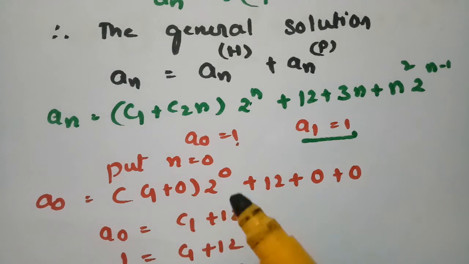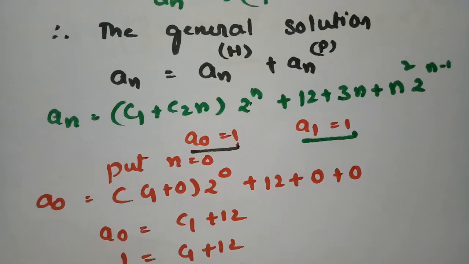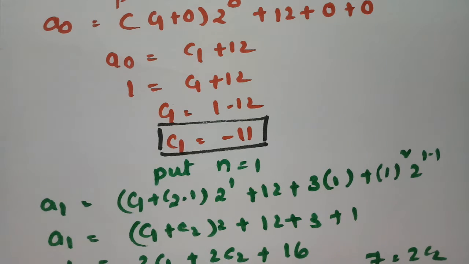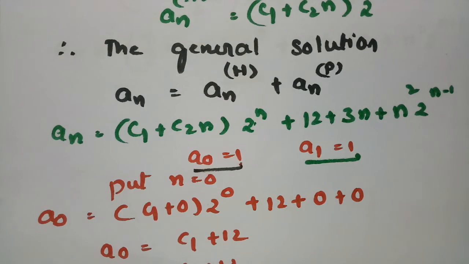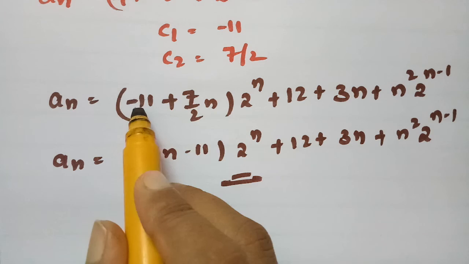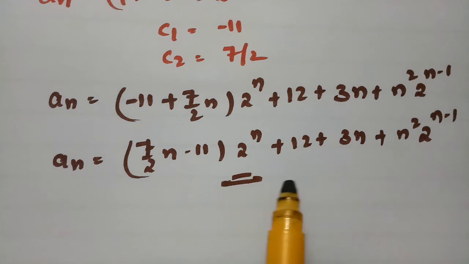We have initial conditions as a0 is equal to 1 and a1 is equal to 1. If we substitute, we got the C1 and C2 values as minus 11 and 7 by 2. Now we have to substitute all the values here: C1 as minus 11 and C2 as 7 by 2, and if we substitute, we will get the solution. See here, C1 as minus 11 and C2 as 7 by 2, and this is the general solution.